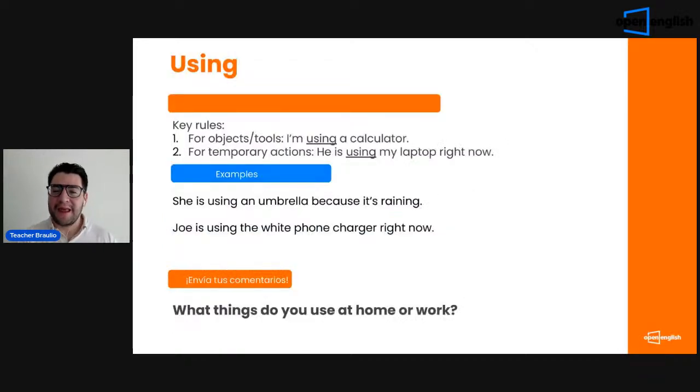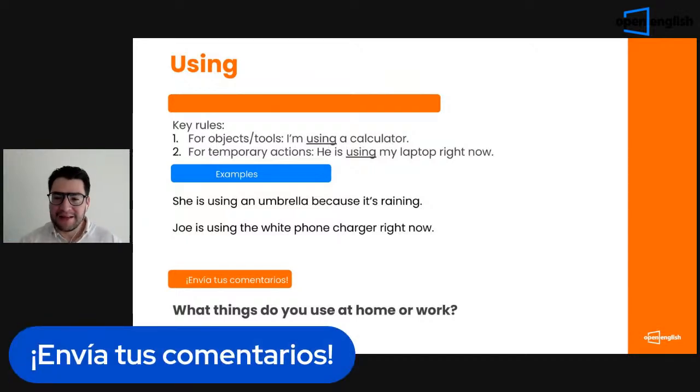Okay, let's keep practicing. Next one. Let's focus a little bit more on using. These are the key rules. Once again, for objects and tools, for example, I'm using a calculator, I'm using a backpack, or for a temporary action. He is using my laptop right now. So it's something that's a short action and it's not going to last a long time. Temporary action. Okay. Another one, we have some examples. She is using an umbrella because it's raining. Here, she's using it as a tool, right? And example two, Joe is using the white phone charger right now.